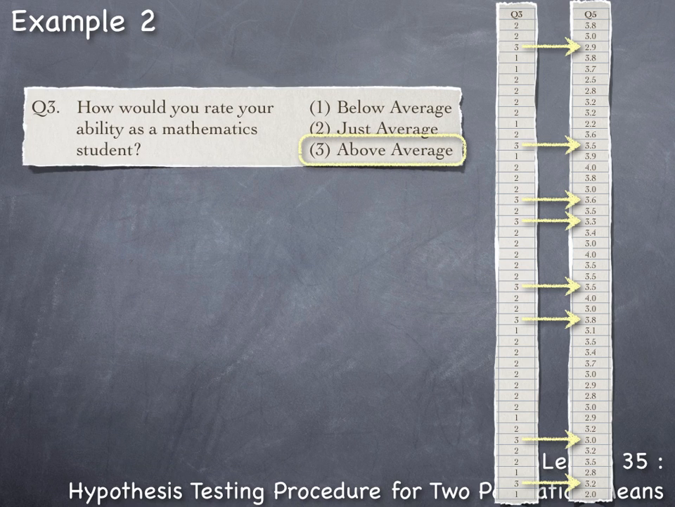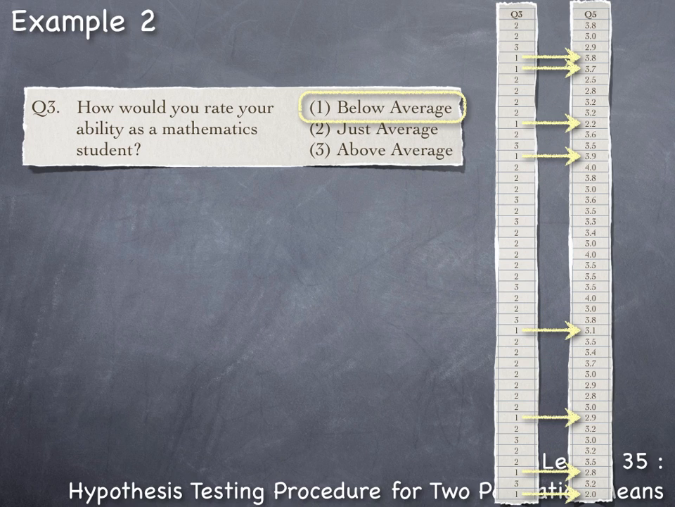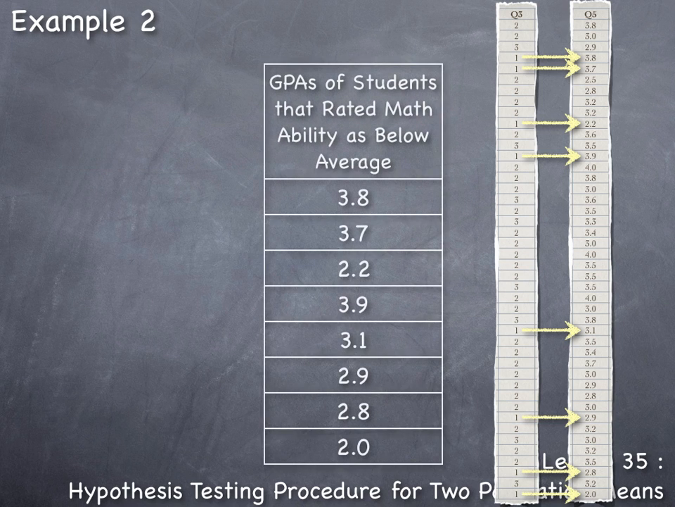Now, we look up the GPAs for the students who rated their math ability as below average. That was coded with the number 1 for question 3. So looking up the GPAs for all the students who rated their math ability as below average, we get the following results. We can record these as GPAs of students that rated their math ability as below average. We had 3.8, 3.7, 2.2, 3.9, 3.1, 2.9, 2.8, and 2.0.